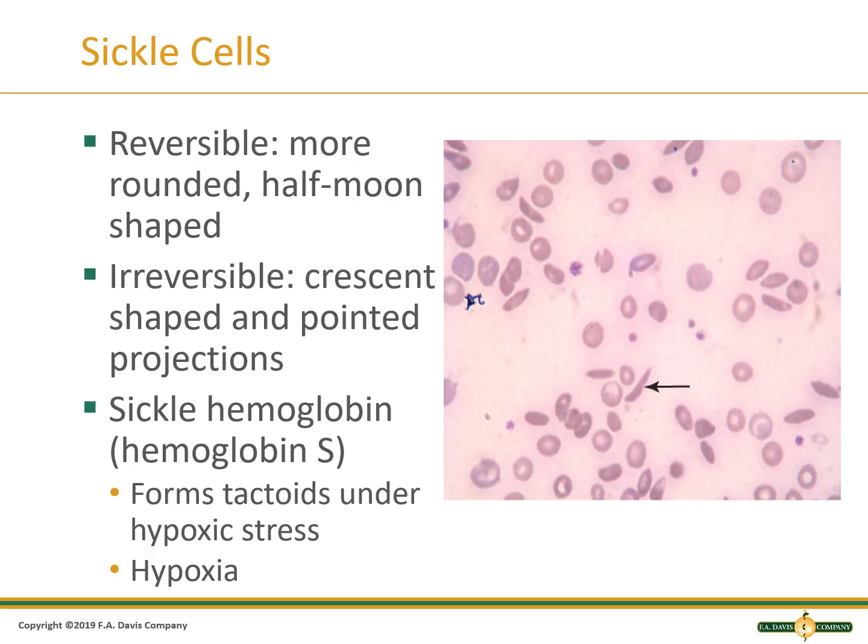These are sickle cells, and they are a half moon shape, and they typically come to a point on one or both ends. You have reversible and irreversible, where the irreversible are more crescent shaped and have those pointed projections. This is due to the sickle hemoglobin or hemoglobin S. It forms tactoids under hypoxic stress and then therefore causes hypoxia.